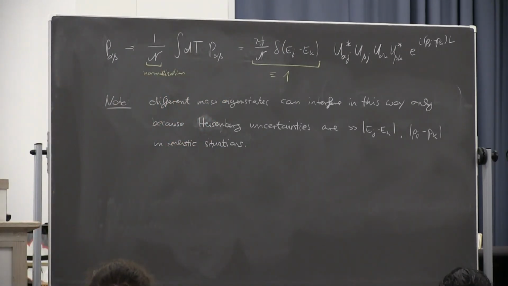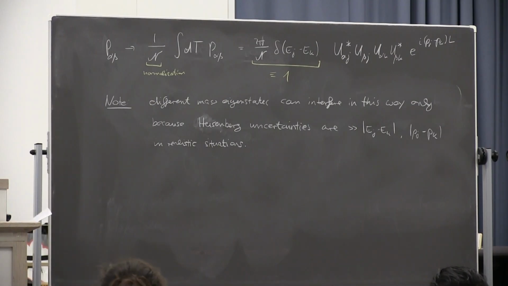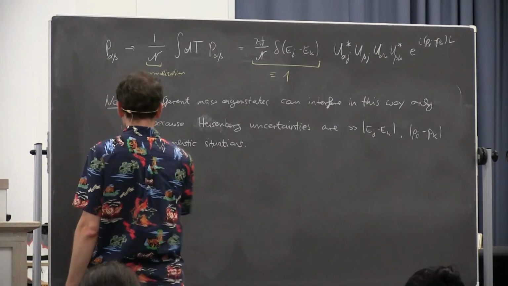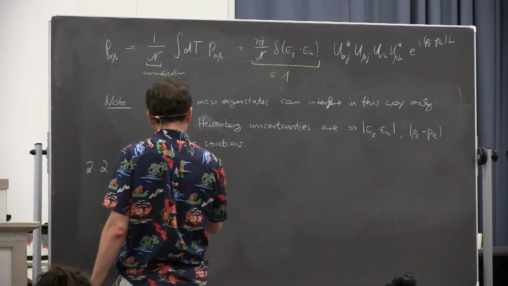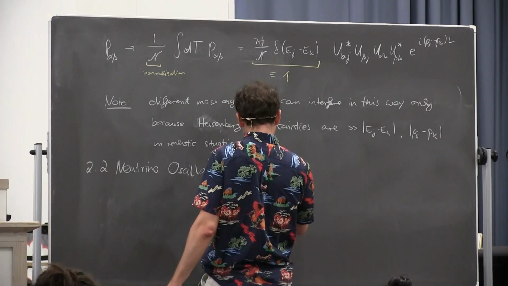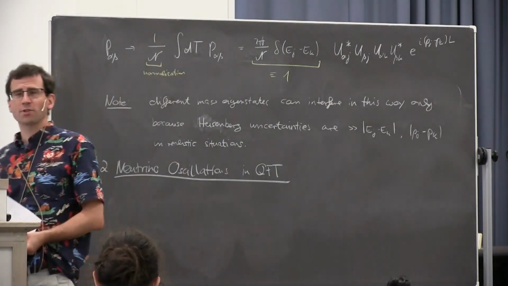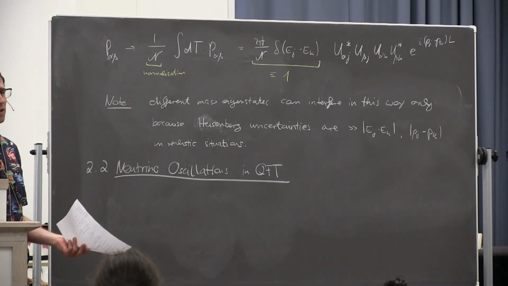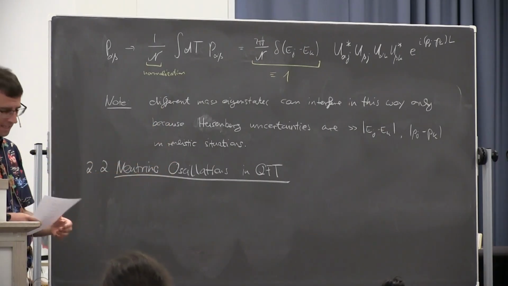Now, that's the derivation of neutrino oscillations that you find in most textbooks. What I would like to do now is derive the same using a more QFT-inspired approach. So that's 2.2, neutrino oscillations in QFT. And by that I mean we're effectively going to evaluate a tree-level Feynman diagram, which is no different from other tree-level Feynman diagrams, except for the fact that in the intermediate state we have a neutrino that propagates over a macroscopic distance.